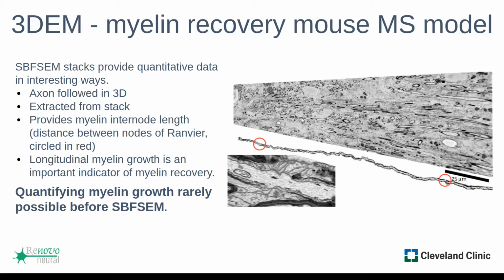So in this example, we followed an axon down the midline in 3D, and then we extracted it from the stack so we could obtain myelin internode length, which is the distance between two nodes of Ranvier, which are shown here with the red circles, and then the myelin internode length would be this myelin sheath. In myelin research, longitudinal myelin growth is an important indicator of myelin recovery. However, quantifying it was rarely possible before this approach of using serial block face EM.